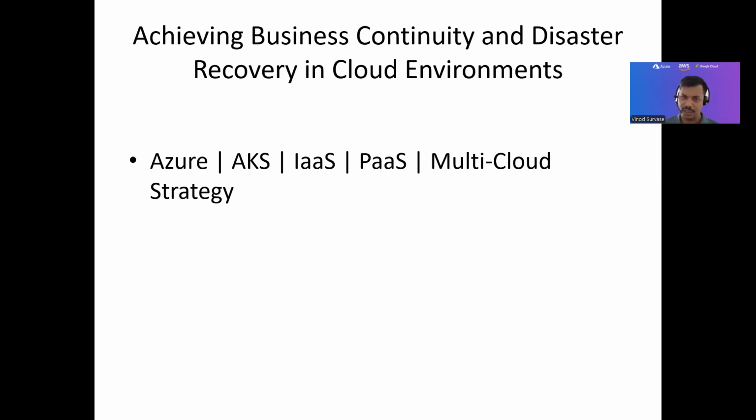All right. So how can you achieve BCP, DR, business continuity and disaster recovery, in cloud environments, right? Let's start across Azure, AKS, infrastructure, PaaS, and multi-cloud strategies. It is going to apply to all the cloud platforms basically, but I have put it in this way so that it is easy to understand, right?